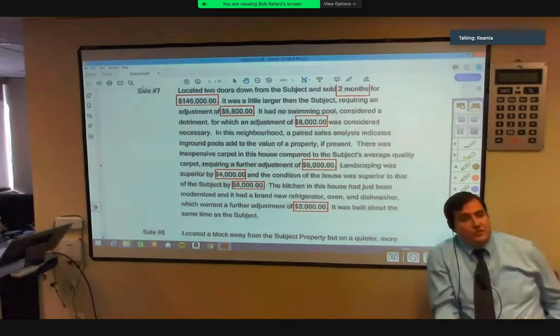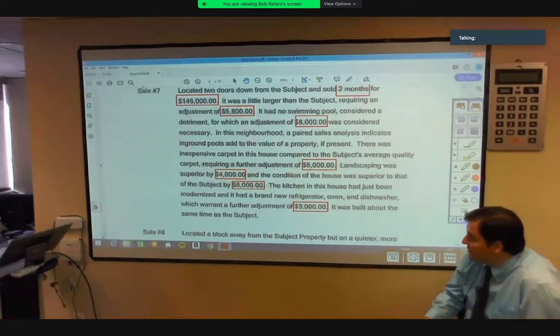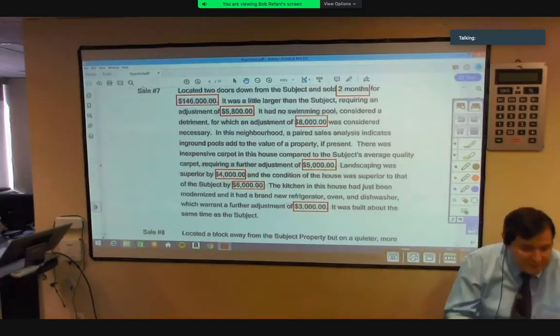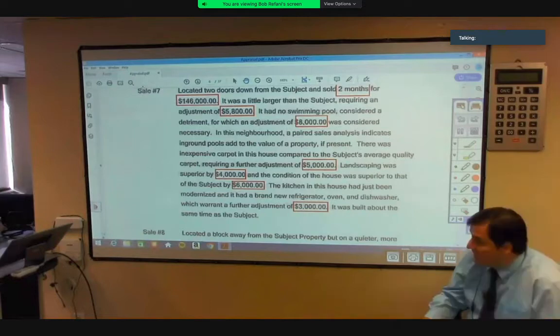$3,000. So again, is this better or your house is better? So this has been just modernized. So this is better than your house. More is less, minus 3,000. It was built about the same time as the subject. So good. So that was this one.